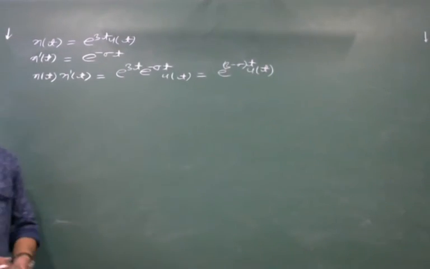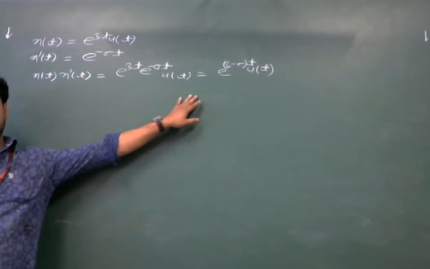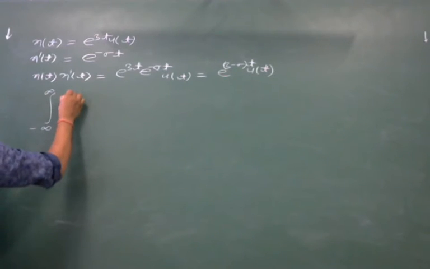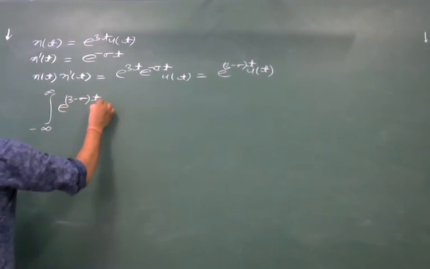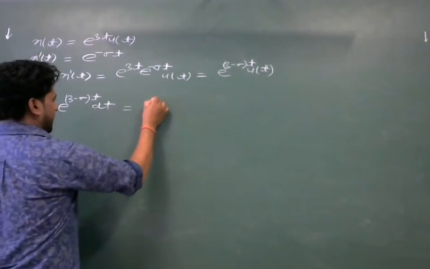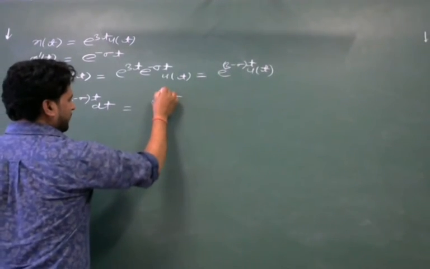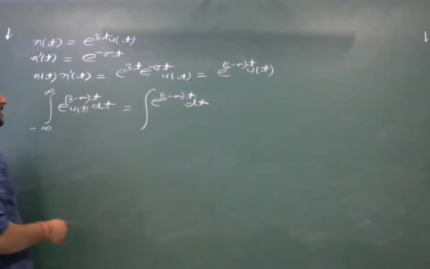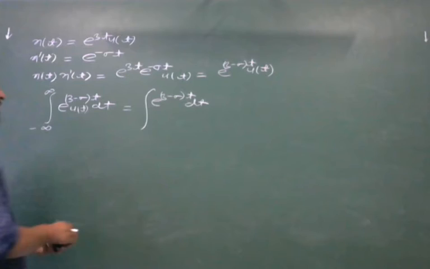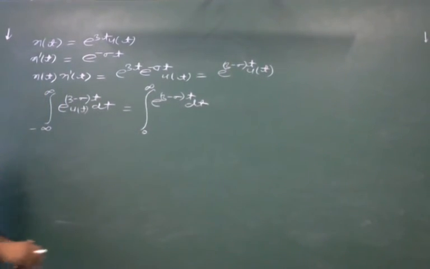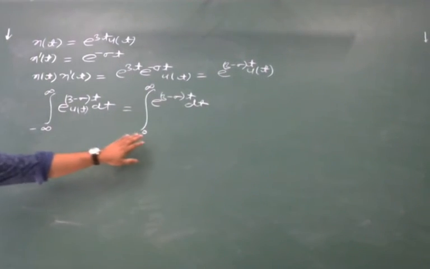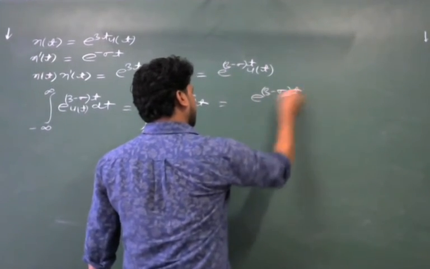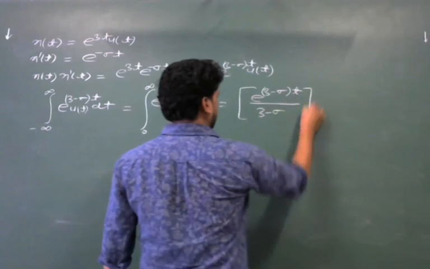Now check whether this signal is absolutely integrable or not. So I will put here the integral for t from minus infinity to plus infinity of e^((3-σ)t) dt. We can remove u(t) from this relation simply by putting the limit from 0 to infinity, because the existence of u(t) is only for positive values of time. Now this will become e^((3-σ)t) divided by (3-σ), where the limit is from 0 to infinity.